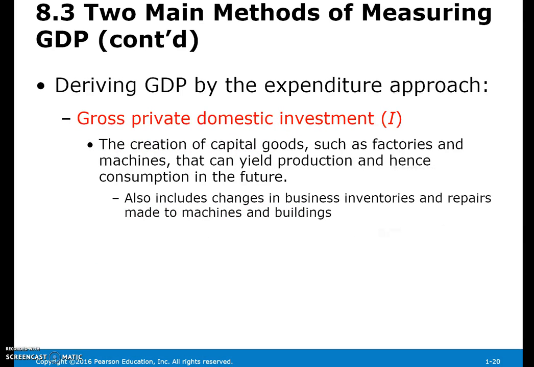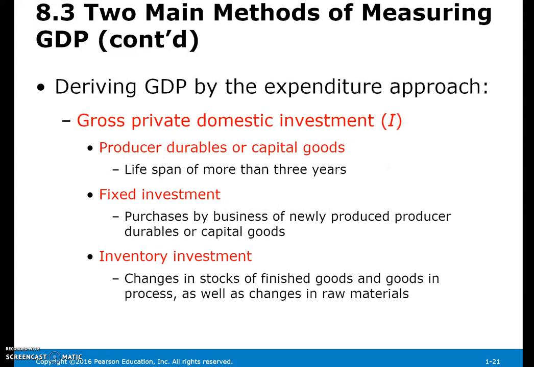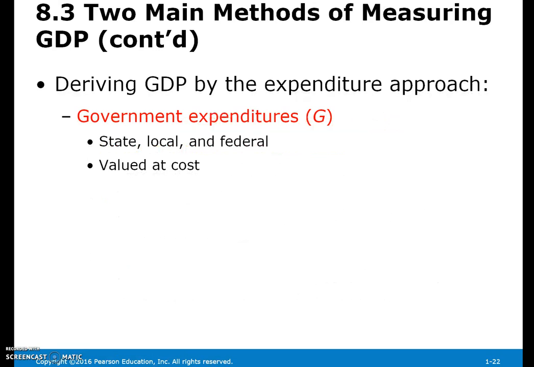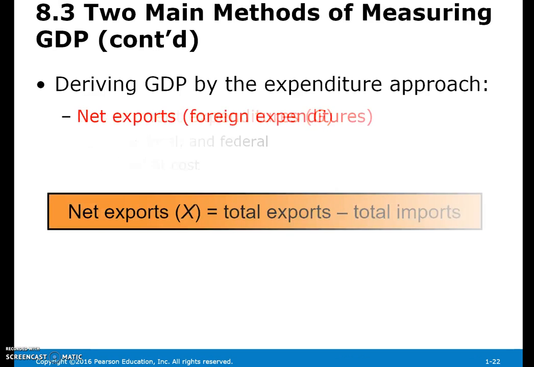And we can take gross private domestic investment, which is just the creation of capital goods such as factories and machines that can yield production and hence consumption in the future. And there is, of course, fixed investment and inventory investment and different gross private domestic investment. There's also government expenditures, which is any government expenditure at the state, local, federal level that we just take valued at the cost. And of course also net exports, which is the total exports minus total imports.